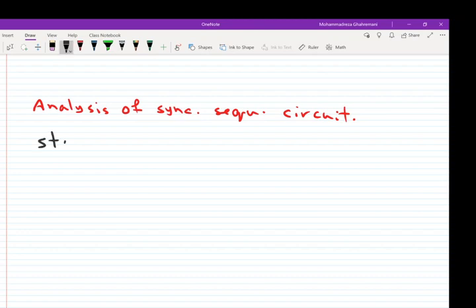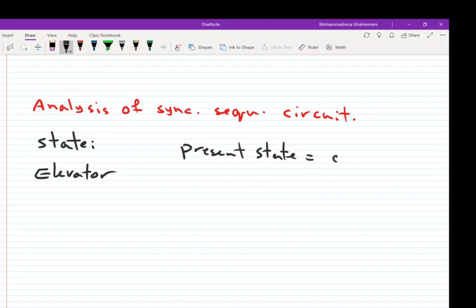So, state in an elevator. What is the present state of the elevator? Of course, present state is the current floor location. So at any floor that the elevator is, we can say that floor location is the present state.